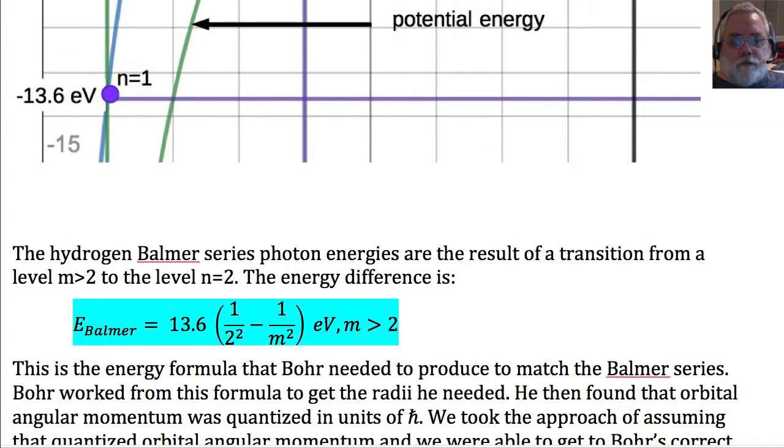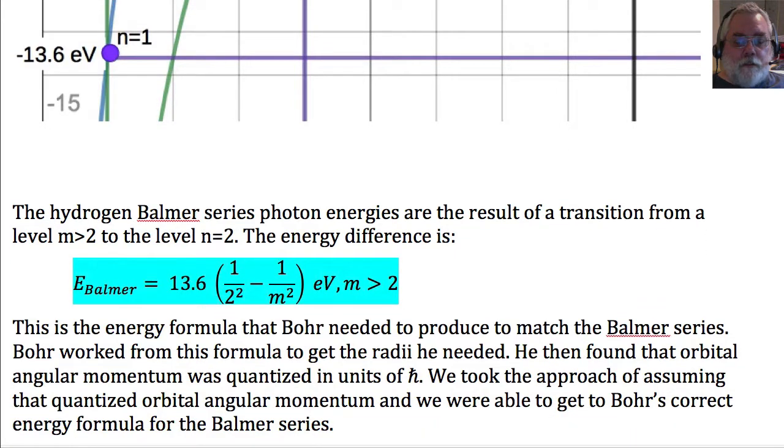The hydrogen-Balmer series photon energies are the result of a transition from a level m greater than 2 to the level n equals 2. And the energy difference, the Balmer energy, is 13.6 electron volts times 1 over 2 squared minus 1 over m squared, where m is greater than 2. This is the energy formula that Bohr needed to produce to match the Balmer series. He knew he needed to do that.